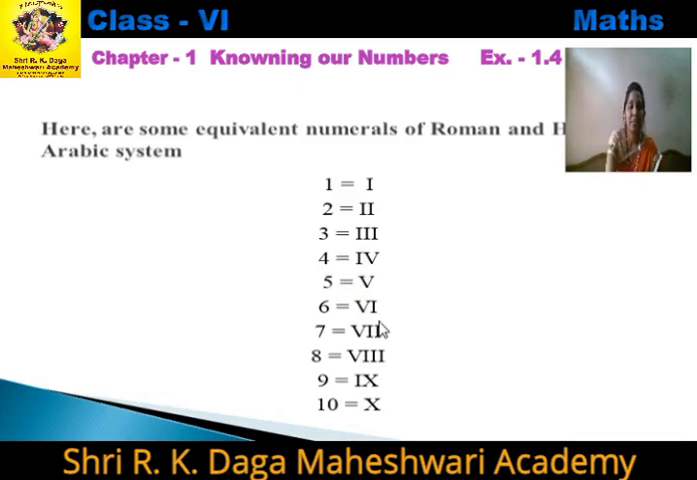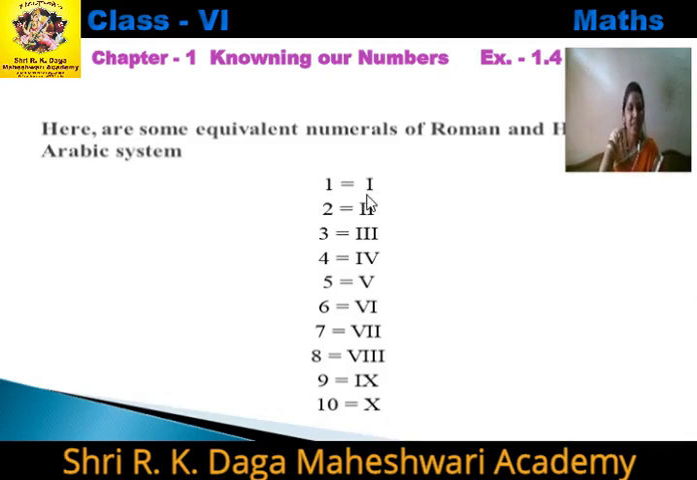6 can be represented by VI. 7 can be represented by V double I. 8 can be represented by V triple I. 9 can be represented by IX. And 10 can be represented by X.